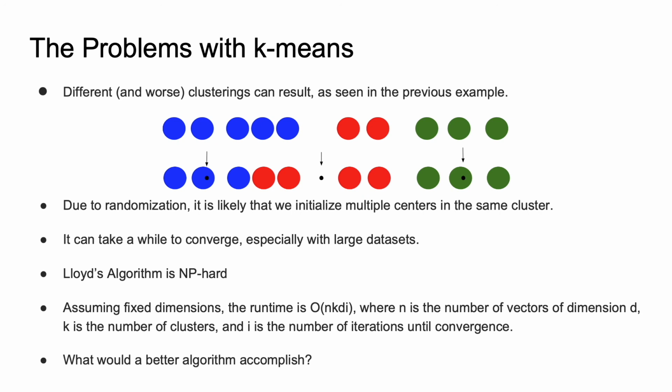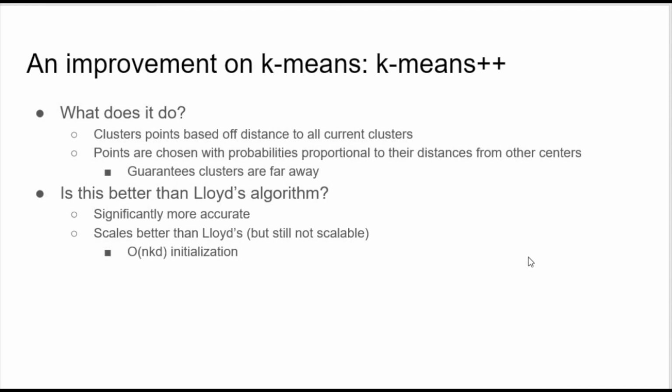Recognizing these problems, it leads us to wonder if there is a better way to cluster the data. Could we improve on k-means at all? What would a better algorithm accomplish? An improvement on the k-means algorithm is k-means++. K-means++ looks to improve the runtimes of Lloyd's algorithm by picking smarter centers, thus making k-means++ an initialization algorithm for k-means.